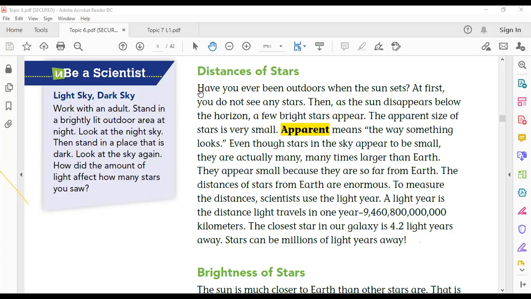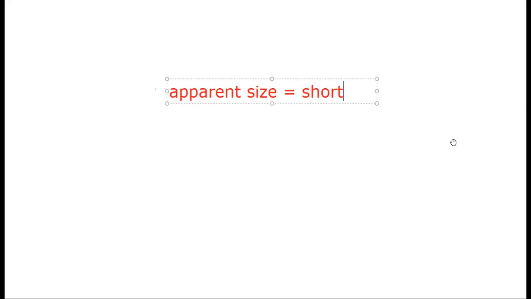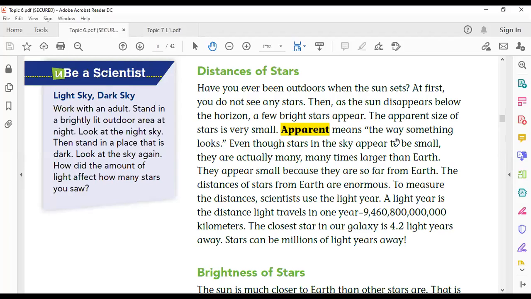Look here, for example, if you are looking at someone very far from you, you may think that he is short. But when he gets closer to you, you see his actual size. So the apparent size is what you see from the star in the sky. It does not give you the actual size of the star.